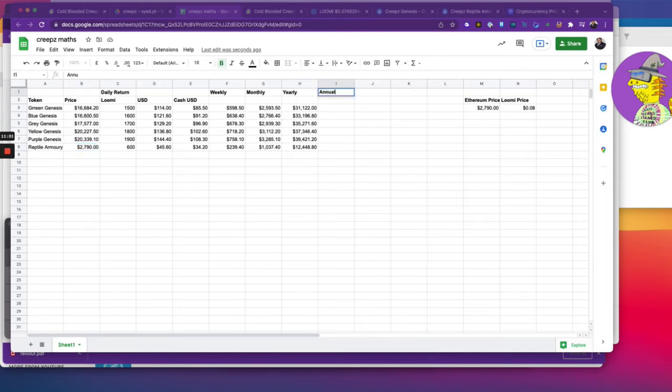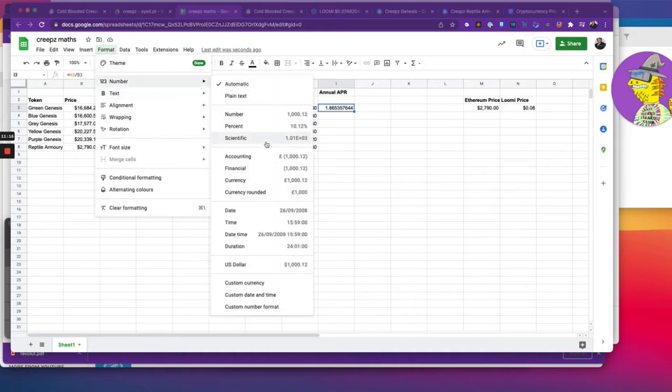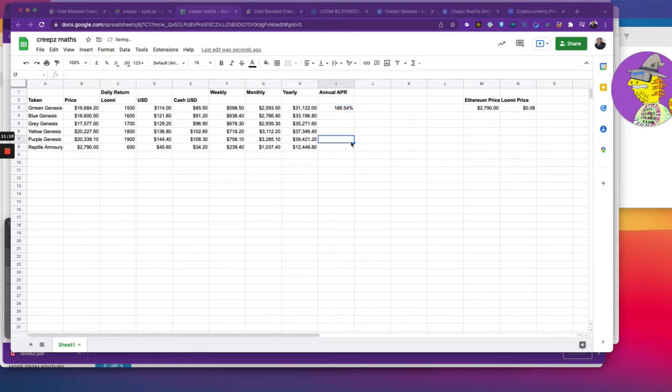So APR equals to this divided by this. And this is going to be in percentage format, number, percent. So 186% for that one.